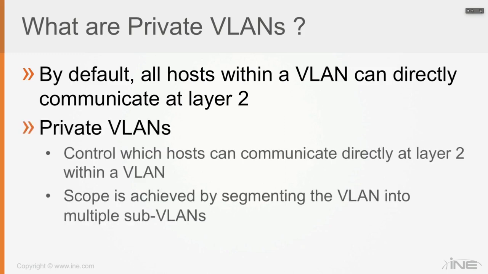Private VLANs are aimed at controlling which hosts can communicate directly at layer 2 within a VLAN. This scope is achieved by segmenting the VLAN into multiple sub-VLANs. So I want to take control over who can speak with whom in the same VLAN, which by default is everybody can speak with everybody. But I don't want that to happen, so I'm going to take control by using private VLANs.